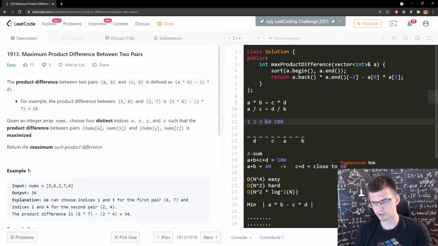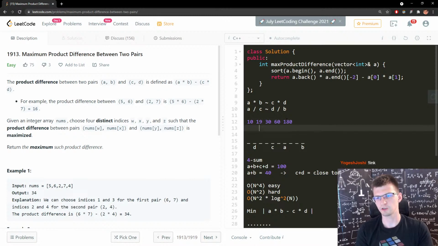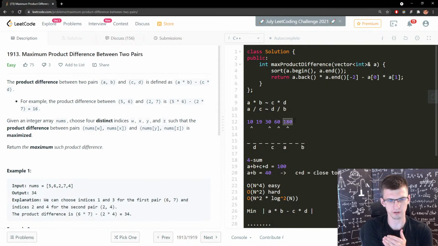Multiply everything by 10 and say that this is 19. Right now you will have two closest products if you take 10 times 180 and 30 times 60. The product will be the same. So it's not 4 consecutive. This 19 stands in the way. And here it's optimal to take a pair A, B, those two, and you cannot say that C, D are taken from before, from the left of A, B. Not true.